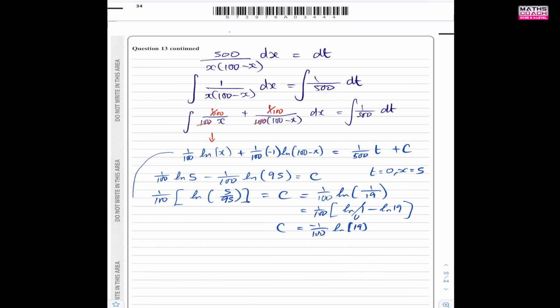So now this is 1 over 100 ln x minus 1 over 100 ln of 100 minus x equals 1 over 500 t minus 1 over 100 ln of 19.